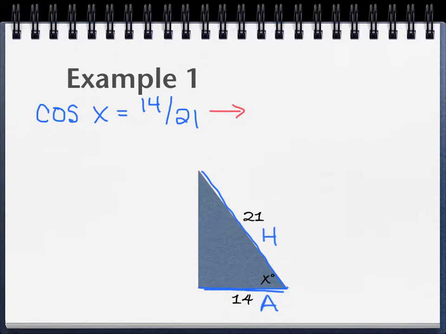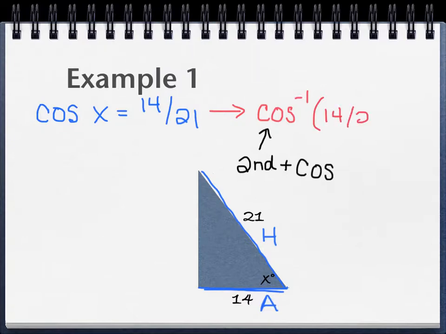So here's what you do. You use something called the inverse cosine, which looks like the cosine, but it has a little -1 above it. I'm sorry, my handwriting is really messy today. And you get to that by doing the second button plus the cosine button. If you look at the cosine button on your calculator, it probably has this written on top of it that you have to use your second button to get to. So you're going to hit second cosine to get this to pop up. And then it's going to probably open up parentheses. You would just type in 14 divided by 21.